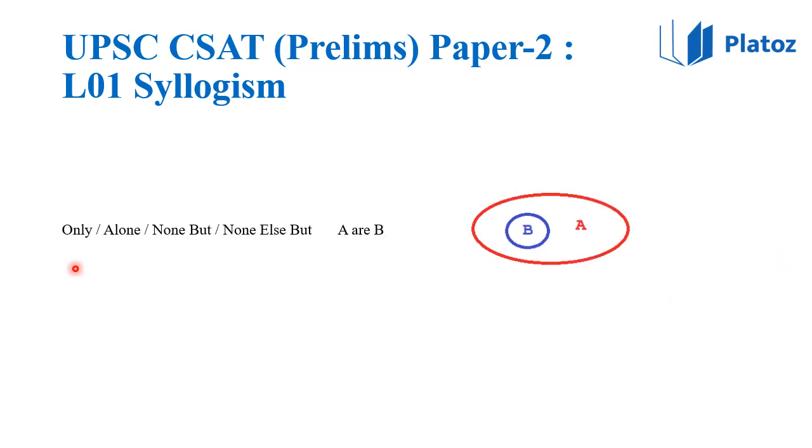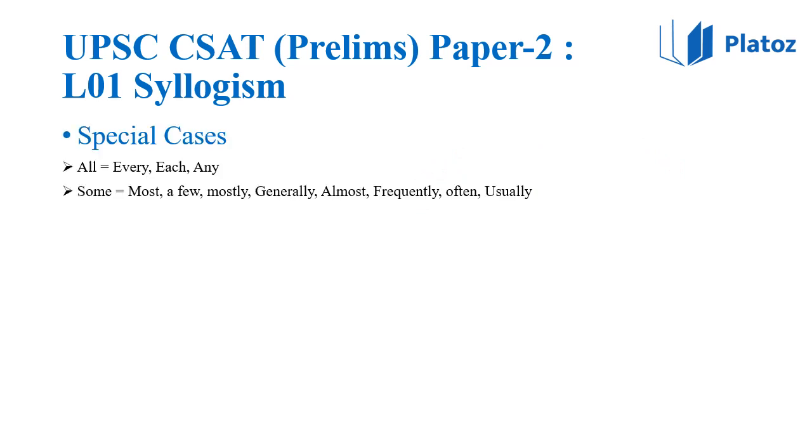Then we have this case, only A are B, A alone are B, none but A are B, none else but A are B. In all these four scenarios, this is the Venn diagram which we get. Special cases, there is nothing to worry about. It is just English grammar. The word all can also be told in the form of every, each and any. And for the word some, all these words can be used: most, a few, mostly, generally, frequently, often, usually.